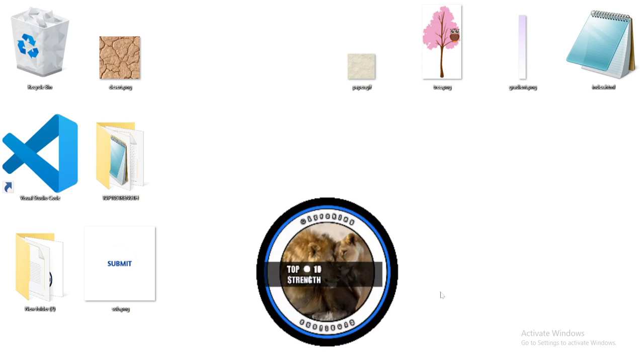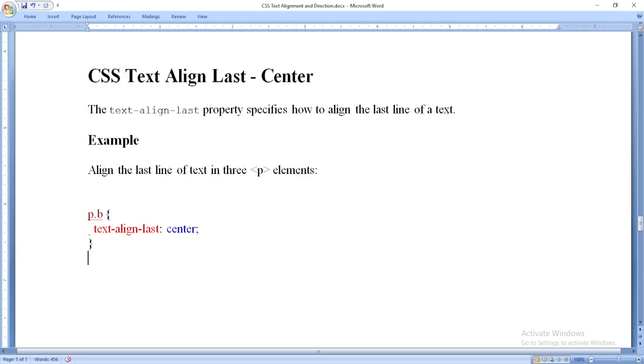Welcome back everyone. Quickly, let's continue our discussion on CSS text align and the text direction. And right now we'll be discussing the CSS text-align-last property along with the center value. The text-align-last property specifies how to align the last line of a text. Don't you forget that. And right here we are going to align this using our center value.